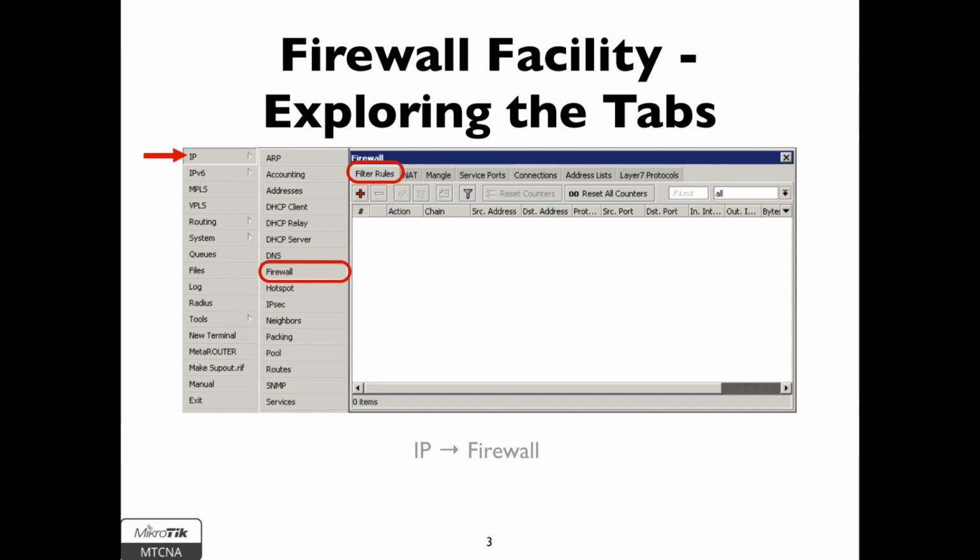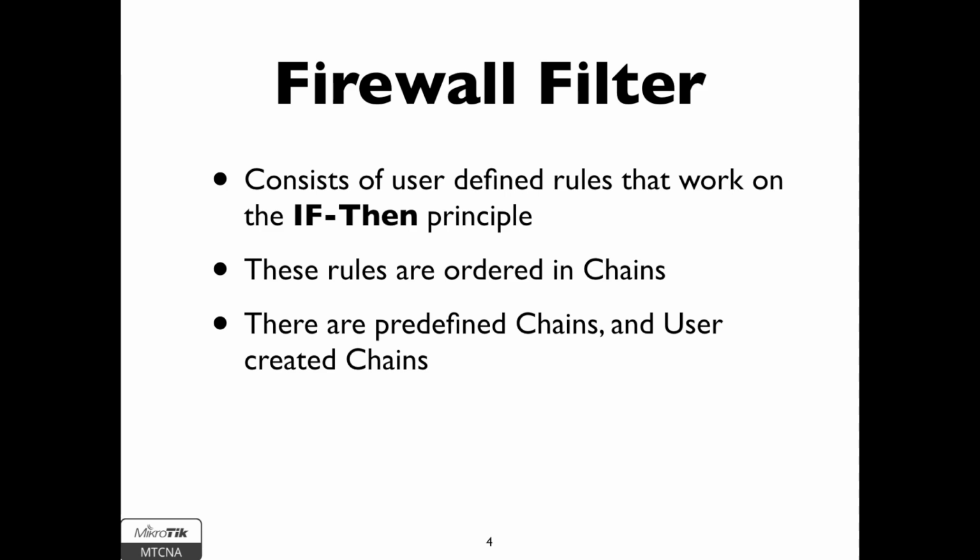In order to create a new firewall filter rule, we simply click this plus sign, and that will help us to create a new firewall filter rule. So let's talk about these rules for a moment. We said prior that the rules are packet matchers, and so because of that, they work on an if-then principle. So if a rule matches a packet, then an action is performed on that packet. The rules are ordered in what we call chains, and chains are something that we'll cover for you in just a moment. And there are predefined chains and user-created chains.